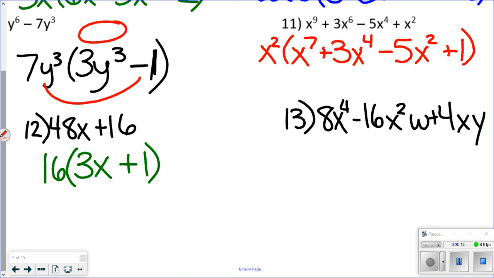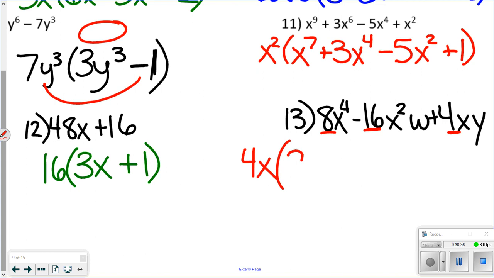I started with 4 because that's the smaller of the three numbers, and it works. It's the greatest common factor. And because 8 and 16 are divisible by 4. They don't all share a w or a y, but this has x to the 4th, x squared, and x. So they share an x.